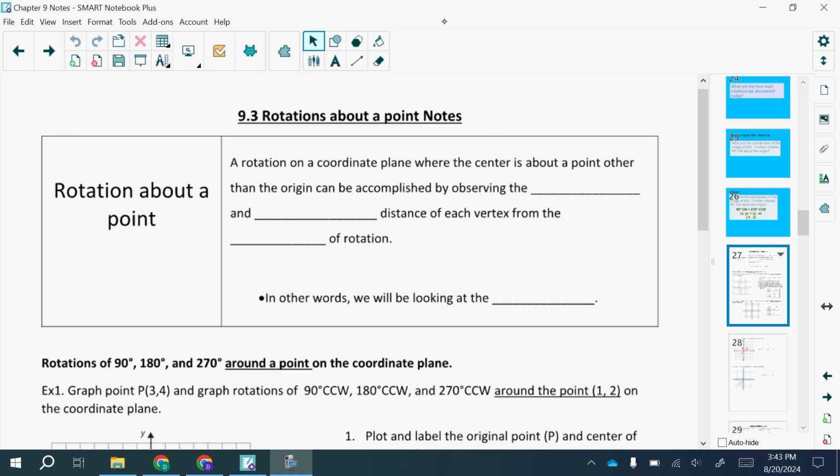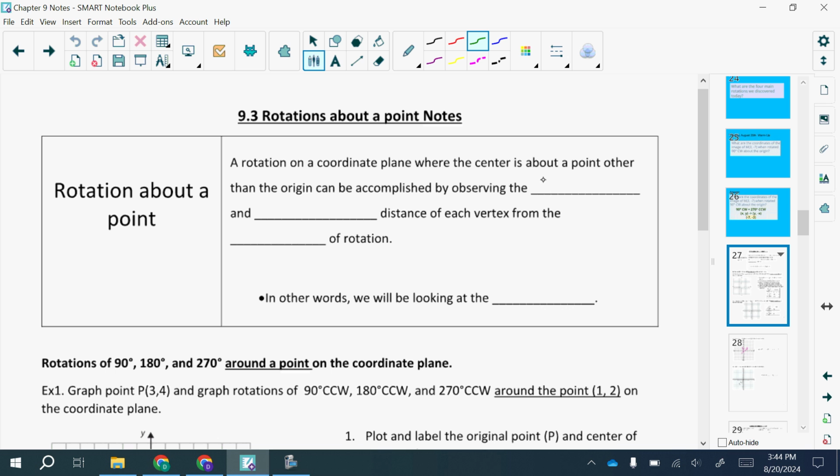Hey, what's up, guys? Today we're going to go over rotation about a point. This is different from yesterday or the other video because instead of rotating about the origin, we are now going to rotate based on a different point.